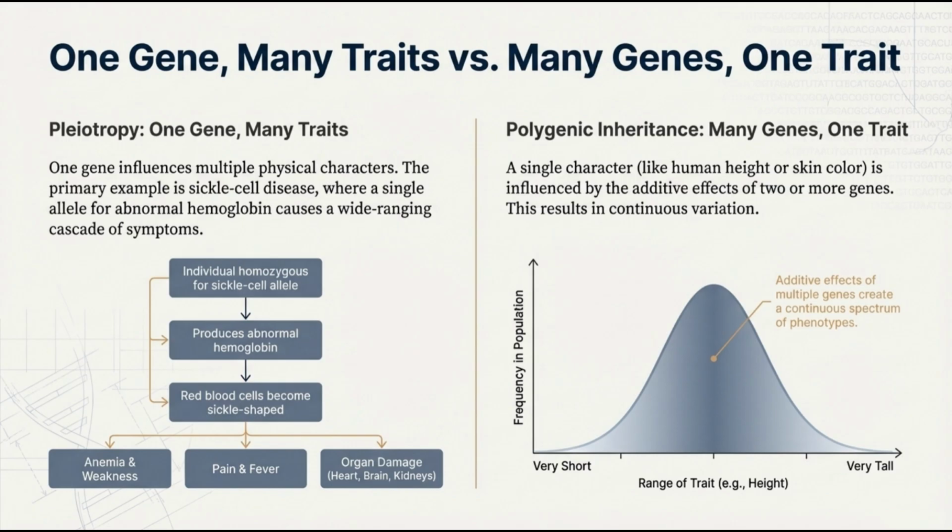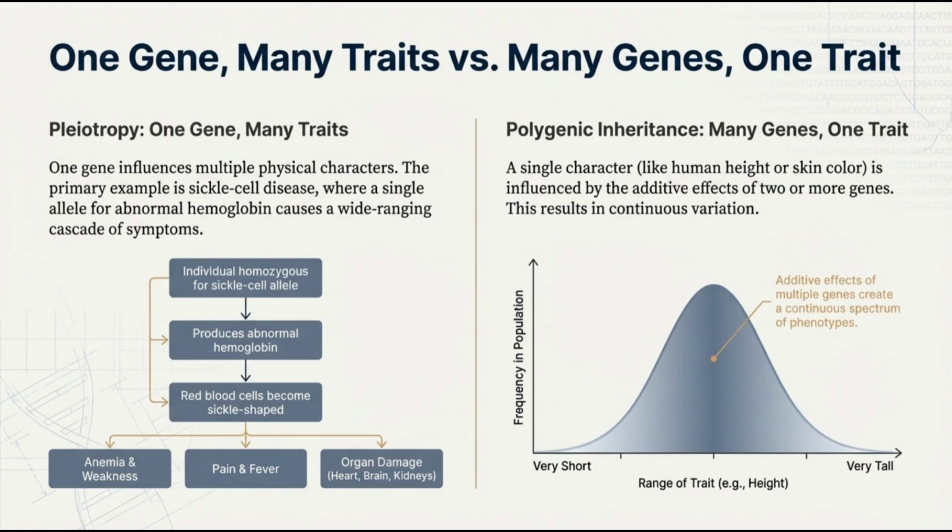It really does. Now, let's flip that idea on its head and talk about polygenic inheritance. Okay, so this is many genes affecting just one trait. Exactly. This applies to so many of the traits we see around us, things like human height or skin color. Right, things that aren't just on or off. Correct. These traits are influenced by the cumulative additive effects of two or more genes all working together. It's not just gene A or gene B, it's gene A plus gene B plus gene C, all adding a little bit to the final outcome.